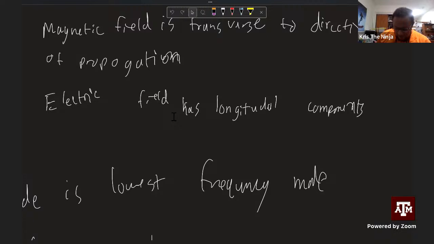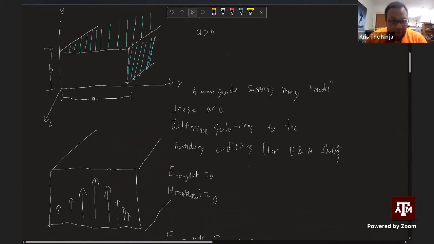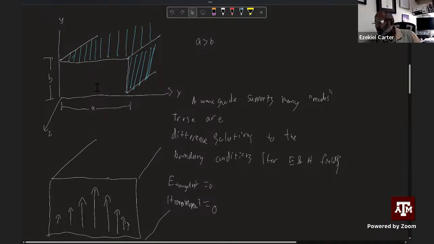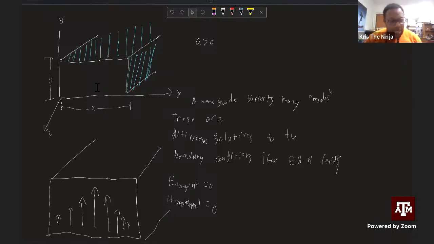And the dominant mode is the lowest frequency mode for a rectangular waveguide. As you can see here, we drew a rectangular waveguide right here. A waveguide supports many different modes.